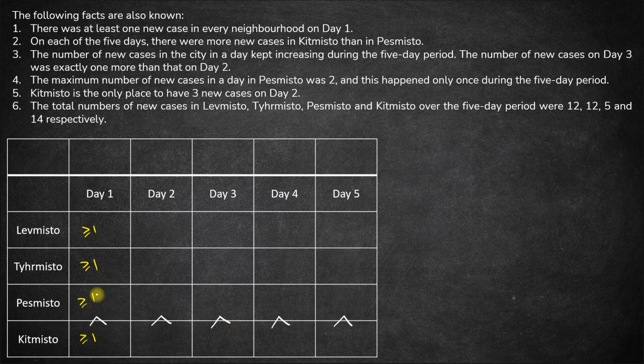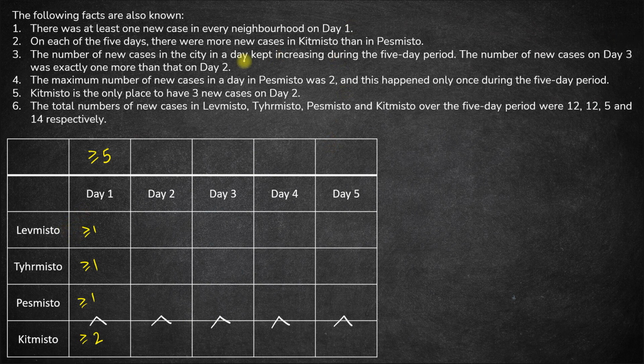So if this number is 1, this number has to be greater than or equal to 2, correct? If this is 1, this must be at least 2. If this is 2, this must be at least 3. So the minimum value that can be filled here in this box is 2. Okay, so for day 1, the minimum total possible is 1 plus 1 plus 1 plus 2, which is 5. So the total number of cases on day 1 will definitely be greater than or equal to 5.